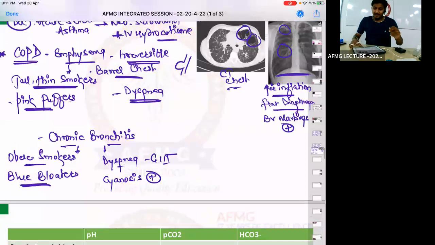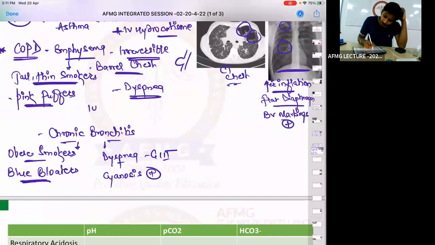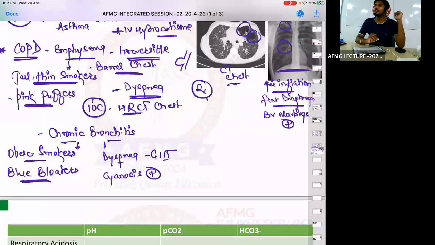Now talking about emphysema, what is the investigation of choice? Anybody? Investigation of choice would be HRCT chest. And what is the treatment? Treatment in cases of emphysema would be.